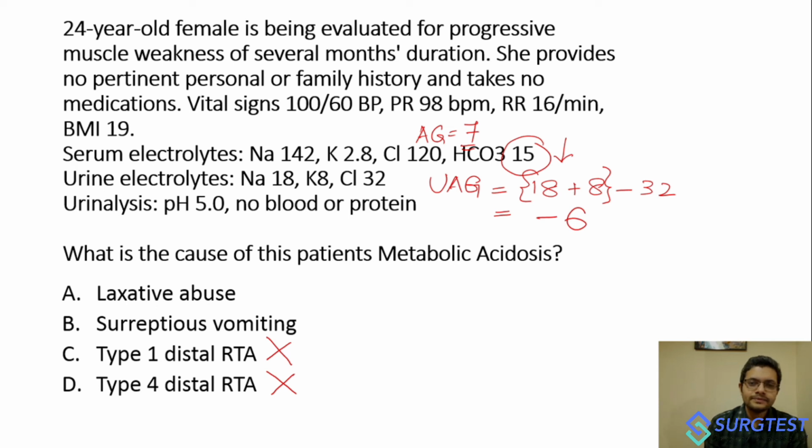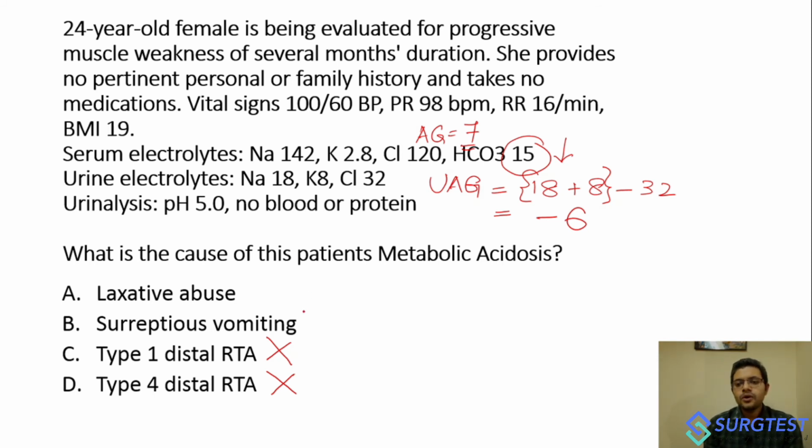I've noticed that in the Telegram group, the maximum number of candidates picked option C, type 1 distal RTA. So that's the wrong answer. Urine anion gap is negative here, so it cannot be renal tubular acidosis. It has to be one among option A or option B.